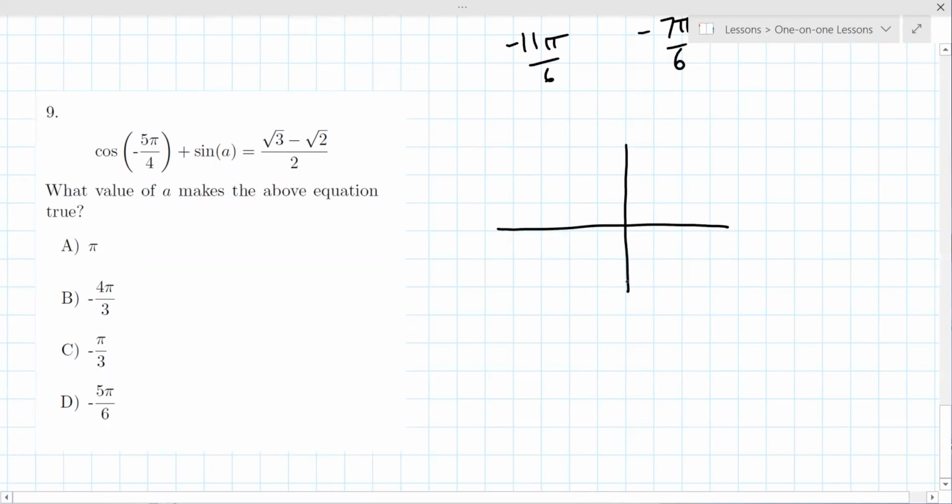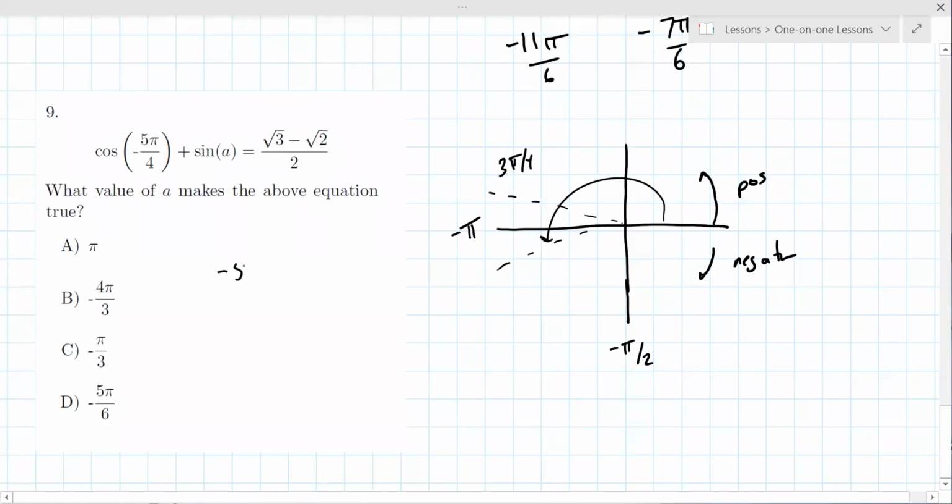So recall that if you go this way, it's positive, and if you go this way, it's negative. So this is like negative pi over 2. This is like negative pi. Oh, okay. So you probably can see that 5 pi over 4 is here. Well, negative 5 pi over 4 is going to be this one up here, and that corresponds to 3 pi over 4. If you want a more direct way to get that, it's adding 2 pi to get your coterminal angle. So adding 8 pi over 4 produces 3 pi over 4.